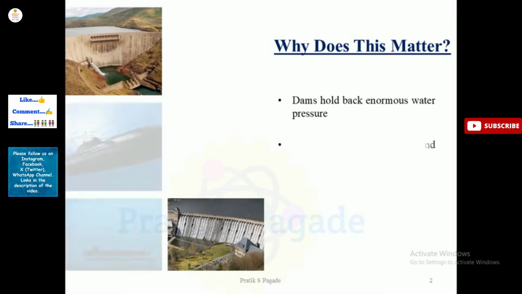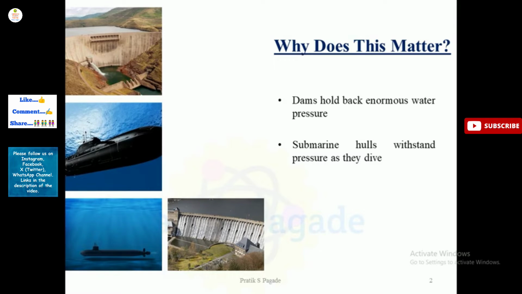Further, submarine hulls withstand pressure as they dive. This submarine outer body, called the hull, experiences pressure due to water when they travel inside the water, or inside the sea. As they go downwards, the hulls or submarine bodies experience more pressure.